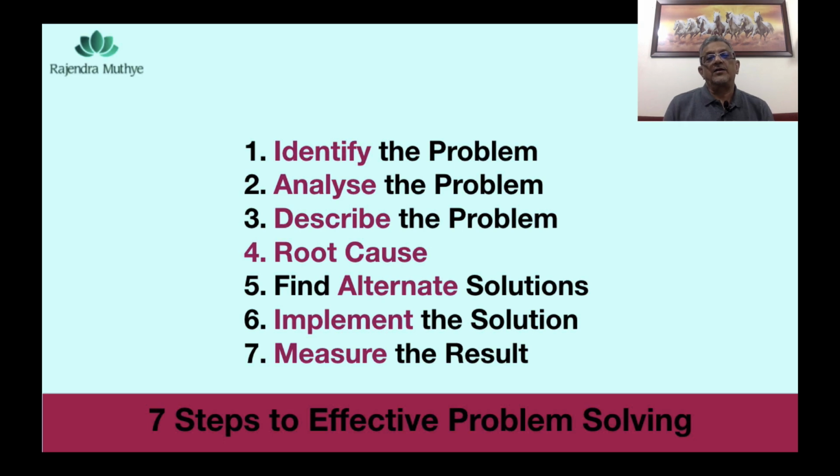Finally, let's go back to the 7 steps. First is identifying the problem, then analyze the problem, then describe the problem. I am sure by now you are clear that identifying the problem is very different from describing the problem. Once you have described the problem, go to the root cause by asking the 5 W and 1 H questions. Find out alternate solutions, have more and more people giving you these alternate solutions. Implement each one of the solutions to find its worthiness, and finally measure results. So use these 7 steps and be valuable for your organization.